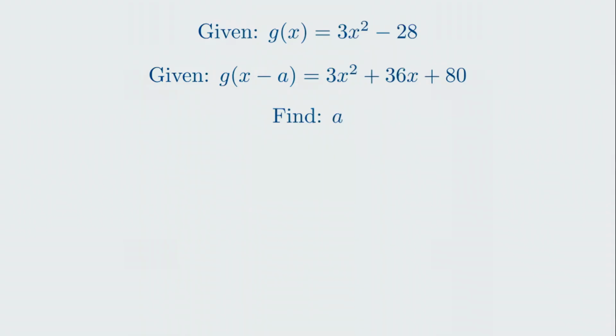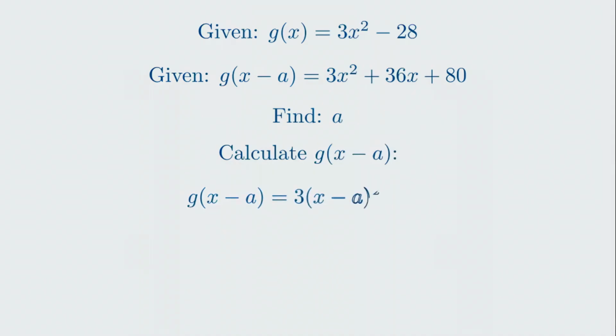We take the original function g of x and substitute x minus a in place of every x. So g of x minus a equals 3 times the quantity x minus a squared minus 28. This is our expression for the transformed function. Now we need to expand and simplify this expression to see what it looks like.